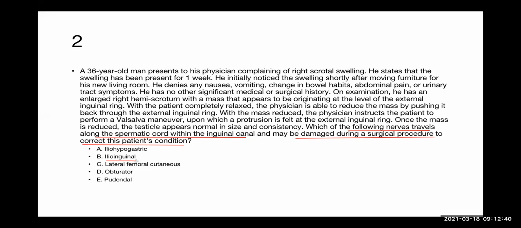In case of female, ilioinguinal nerve and which structure is there in female inside the inguinal canal? In female, ligament. What is the name of that ligament? Round ligament. Exactly, round ligament of the uterus. This is known as round ligament of the uterus because there's no spermatic cord in female. So in the place of that, round ligament of the uterus and ilioinguinal nerve.